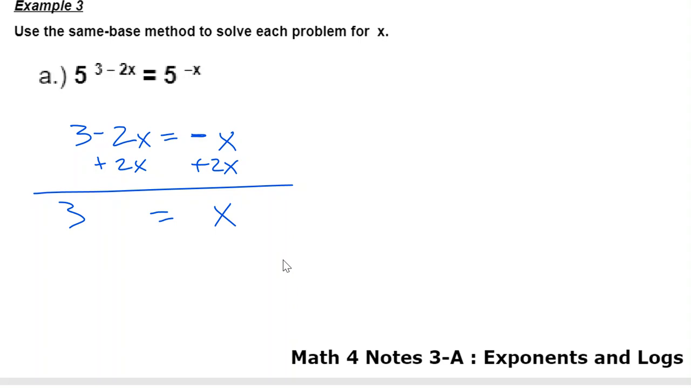So x is 3. We've solved the problem for x. If I were to go back up there and stick 3 in for x, I would get 5 to the -3 on both sides, which matches. Life is good.